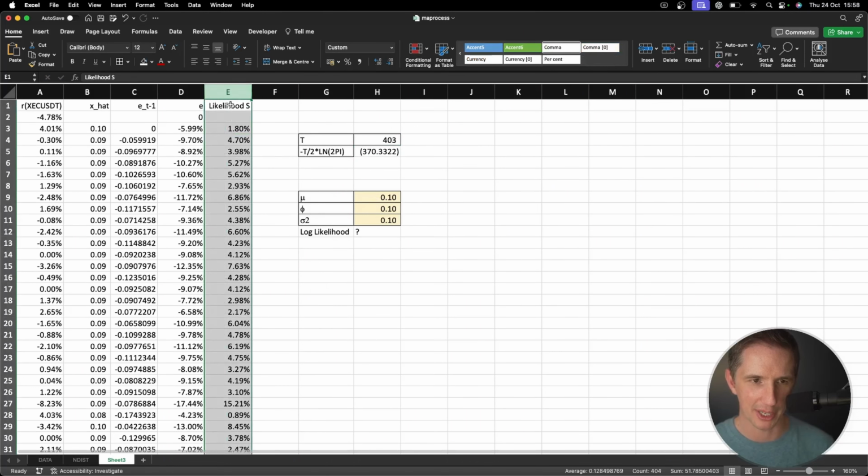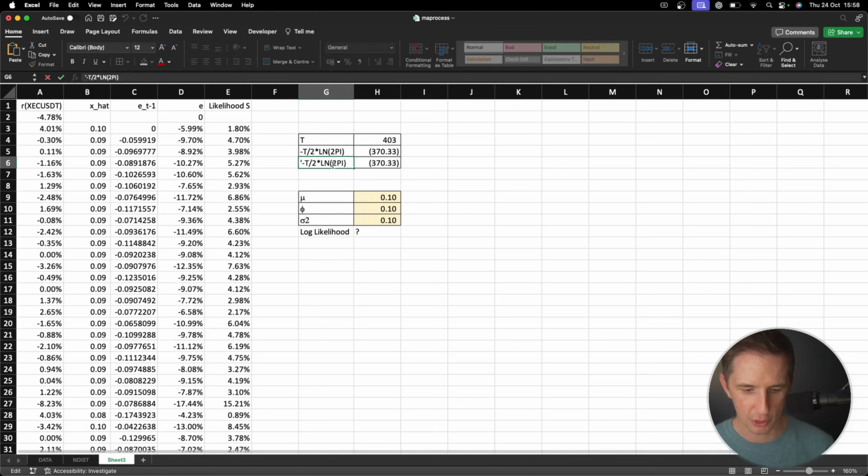And then I'm going to copy this down. And instead of this being logarithm times 2 pi, this is now going to be the logarithm times the variance here. So here I'm just going to put s squared for this to represent the variance. And let's get rid of that i over there. So that is going to be equals minus t divided by 2 times the logarithm of the variance down here.